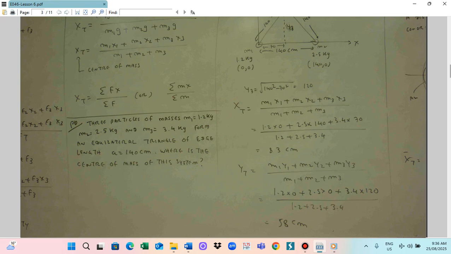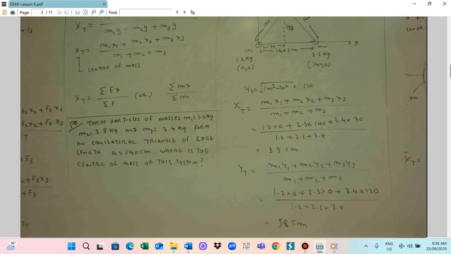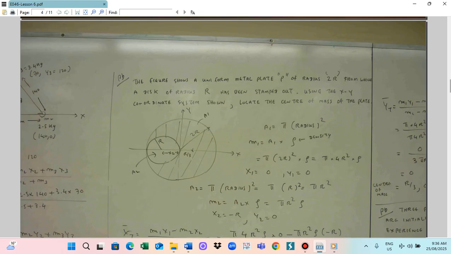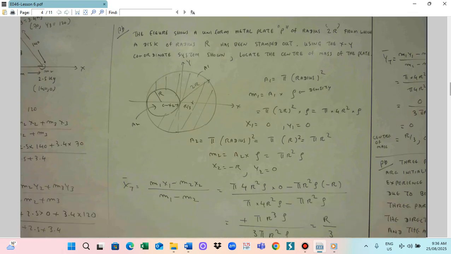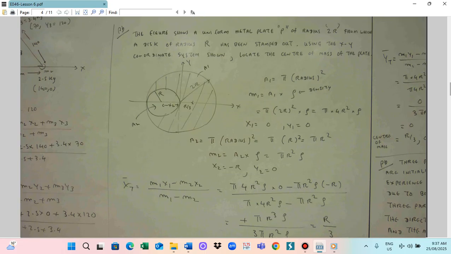For the three weights, they are located in the side or corner of the equilibrium triangle. So this is for the uniform mass metal plate. The two are from which the radius is set out. In this case, R has been set out. So use the xy coordinate and locate the center of mass of the plate.